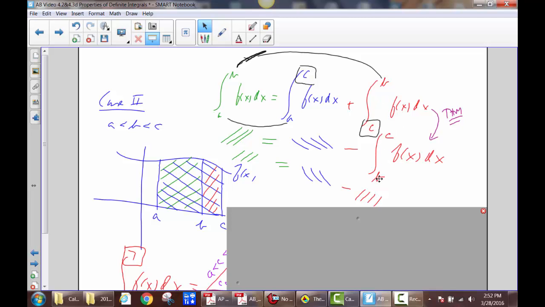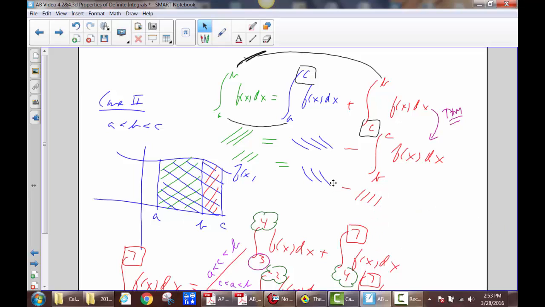I'm going to switch that from b to c, meaning I have to change that to a negative. Remember that property? If you switch the order of the limits of integration, you have to change the sign to a negative. And now visually, if you look at it, isn't the green equal to the blue minus the red? If I took the blue region and cut out the red region, I'd be left with the green region. So it actually still works.